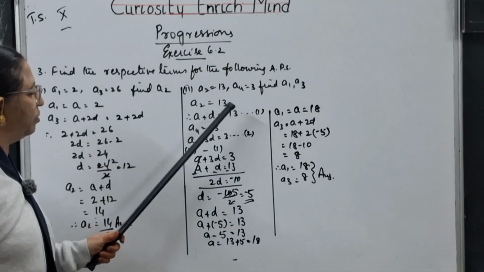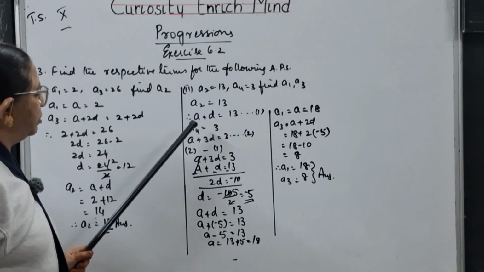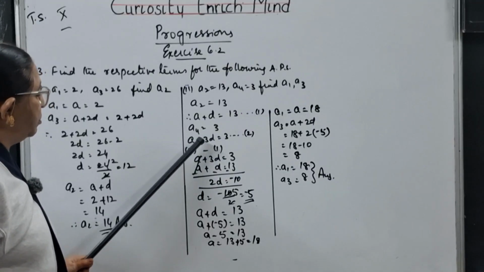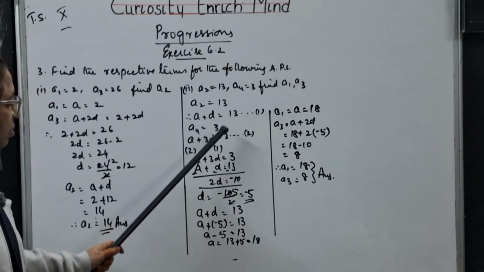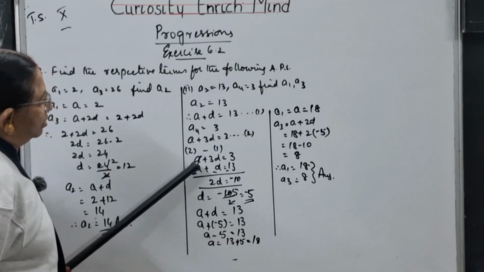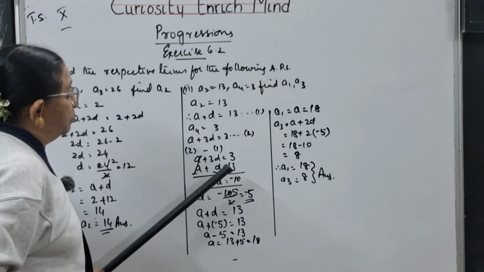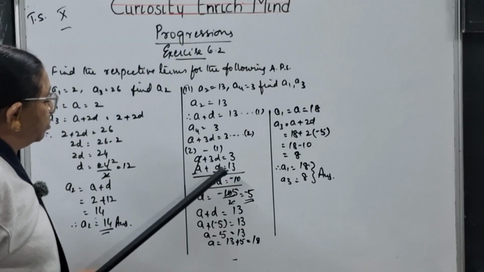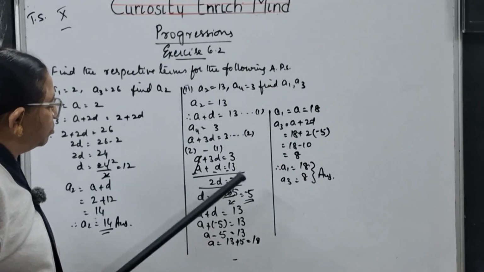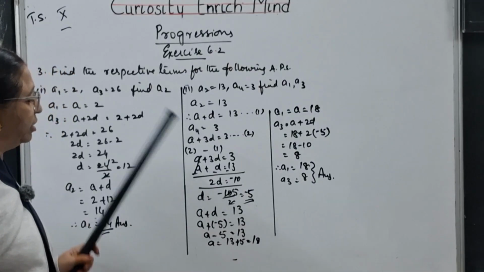Second bit, A2 is given, A4 is given. You have to find A1 and A3. A2 is 13 means A plus D is 13. A4 is 3. That means A plus 3D is 3. So this can be considered as two equations. So from second equation, subtract the first equation. A plus 3D is 3 and A plus D is 13. So when you subtract, the signs will change, A's will get cancelled. 2D is equal to minus 10. So D is equal to minus 10 by 2. So D value is minus 5.